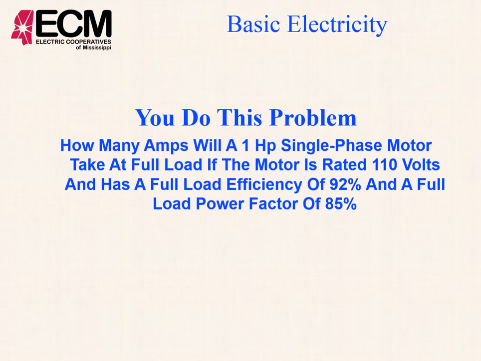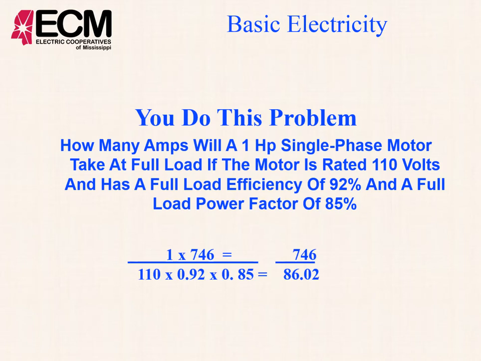Okay, how many amps will a 1 horsepower single phase motor take at full load if the motor is rated for 110 volts and has a full load efficiency of 92% and a full load power factor of 85%? We have 1 horsepower times 746 right here. We get 746. Our 110 volts, our 92% efficiency, and our 85% power factor. Multiply all that together, divide 86.02 into 746, and that motor will pull 8.67 amps.